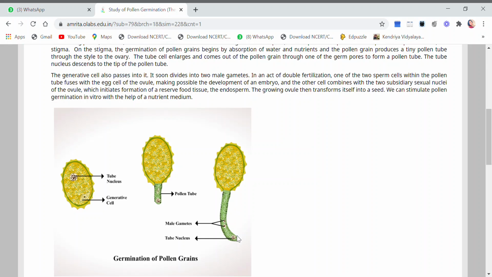Out of these two male gametes, one will fuse with the egg cell of the ovule, and the zygote will be formed, and that will develop into an embryo, right?